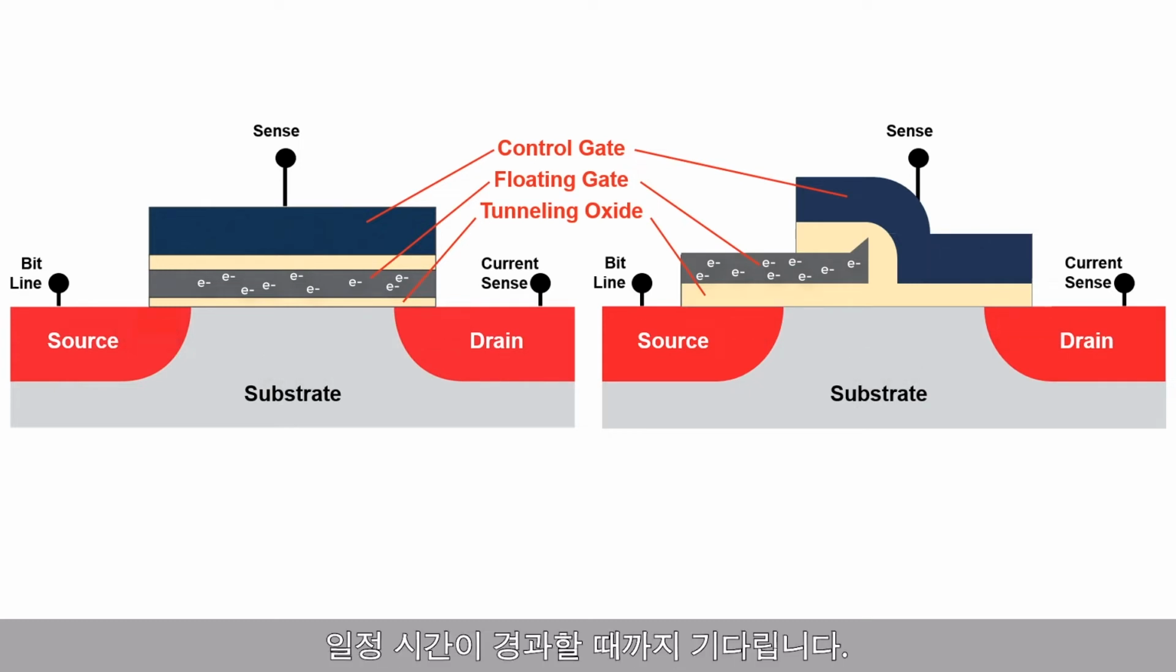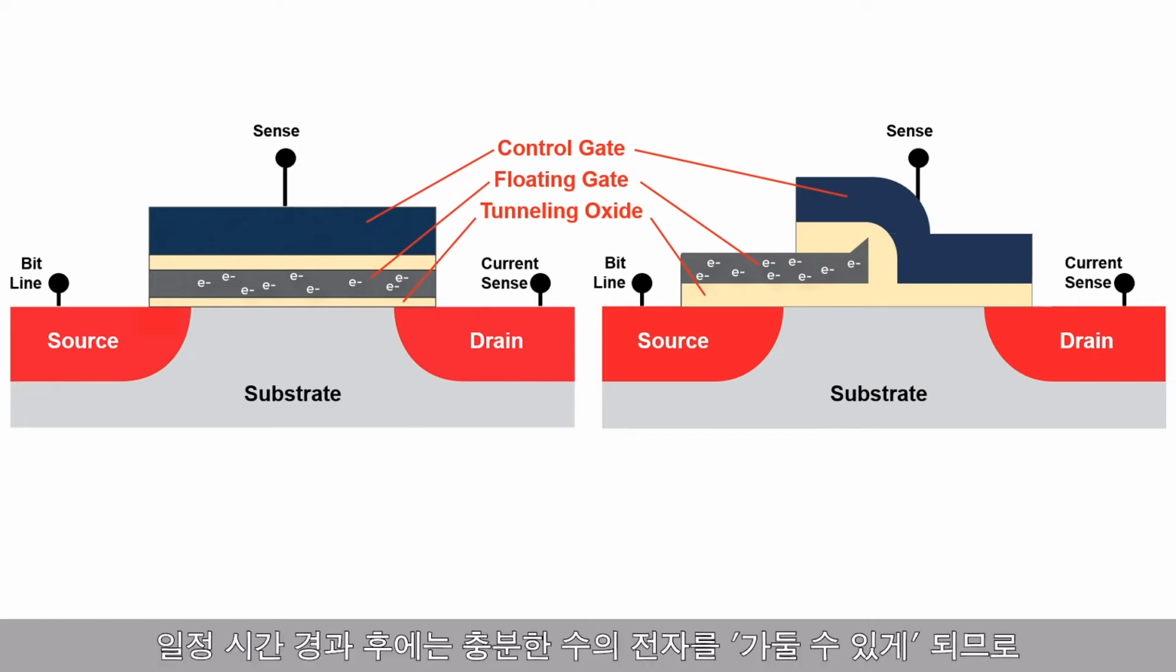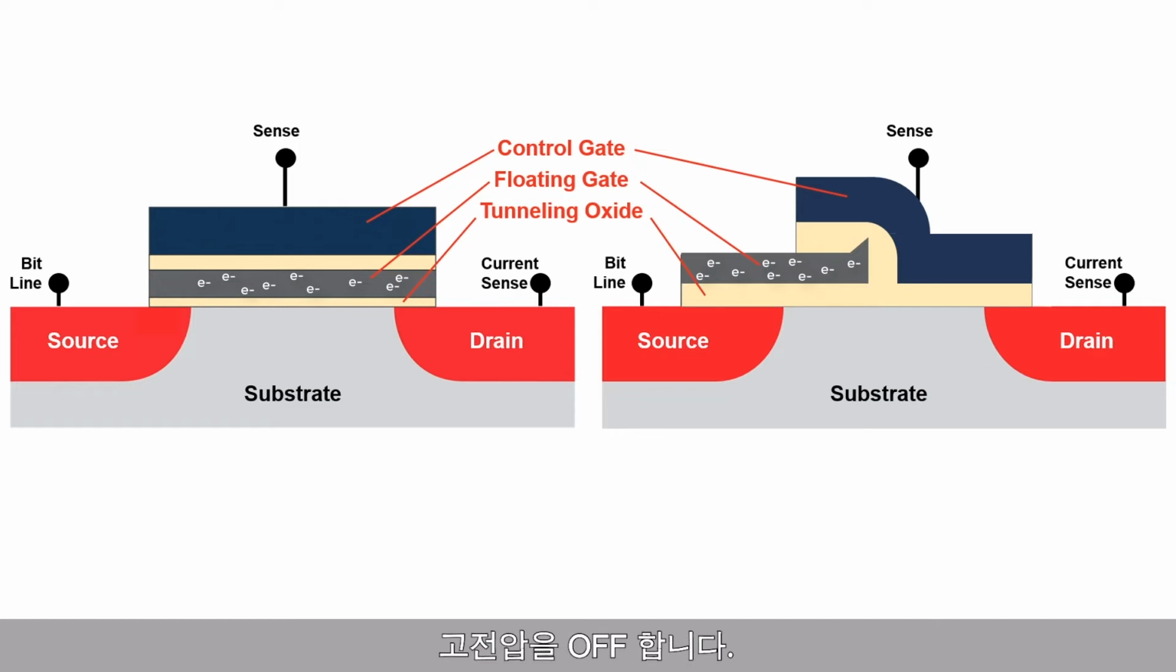After a fixed amount of time, check your targeted data sheet for that time, because it can vary based on what the IC maker is targeting for applications. Anyway, we will have enough trapped electrons that we can turn off the high voltage.